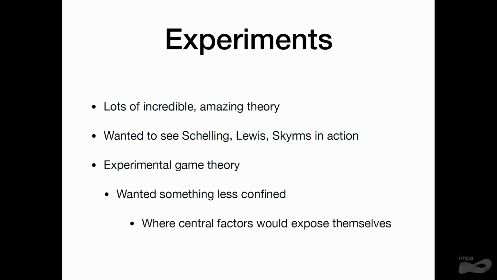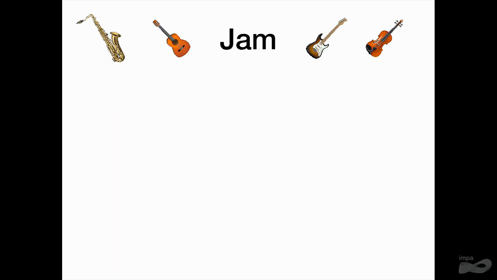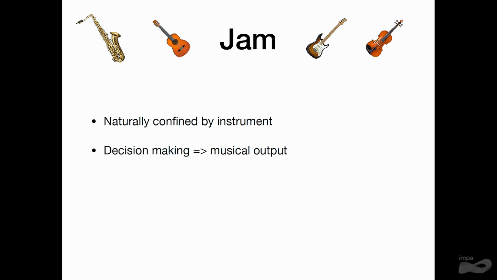So I wanted to have something more natural, more organic, which I could then use to guide my modeling. So I thought about musicians creating songs, jamming, improvising together. There are some confinements, which is good, right? It's not too much going on. They're naturally confined by their instrument. They can only speak, act, and decide through their instrument. And so their musical output keeps track of their decision making, which is good for analysis.